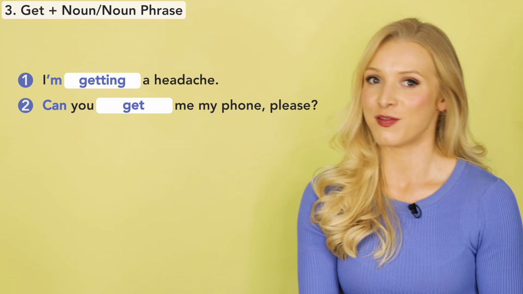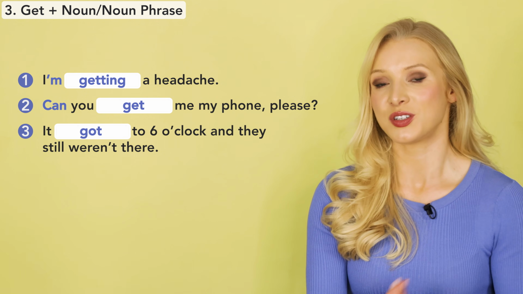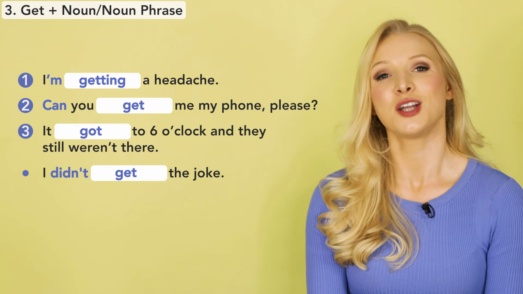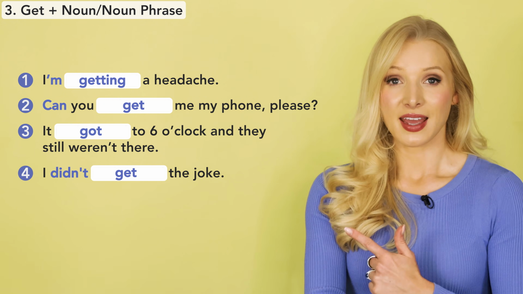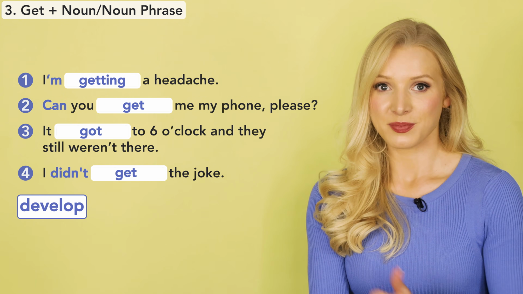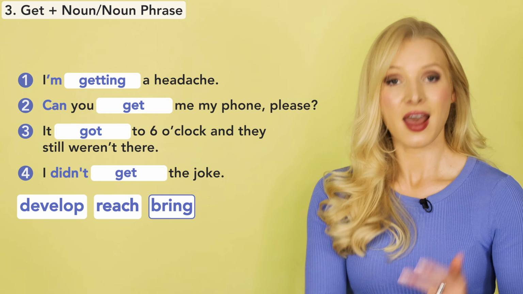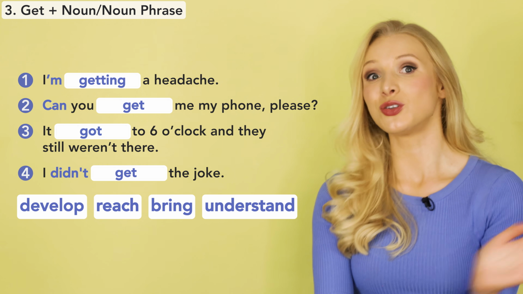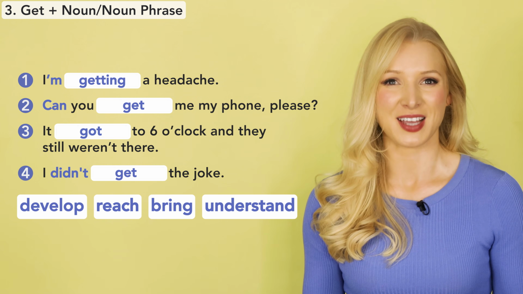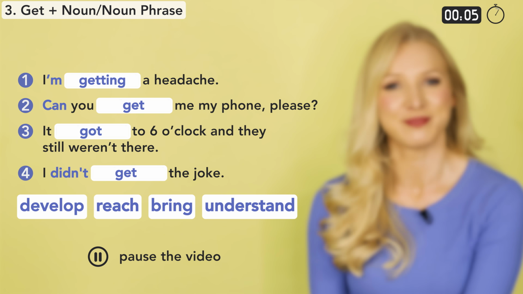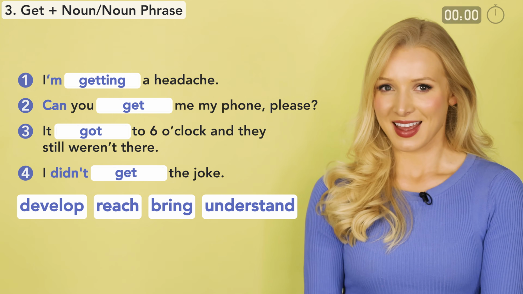Let's take a look at 4 more sentences with 4 more verbs that could be used to replace get. Number 1, I'm getting a headache. Number 2, can you get me my phone, please? Number 3, it got to 6 o'clock and they still weren't there. And number 4, I didn't get the joke. Here are the verbs. We have develop, reach, bring, and understand. Again, don't worry about the prepositions. I'll give you 5 seconds, but pause the video if you need to. Okay, here are the answers.